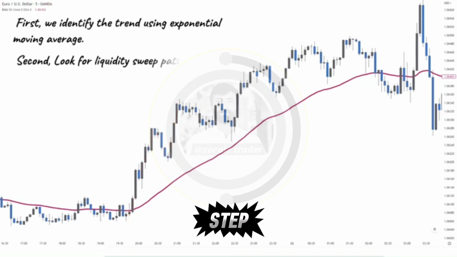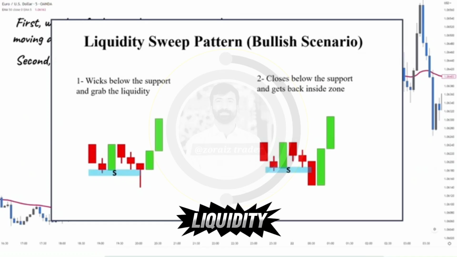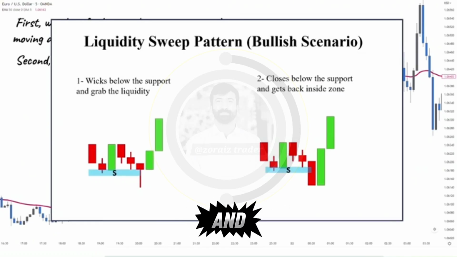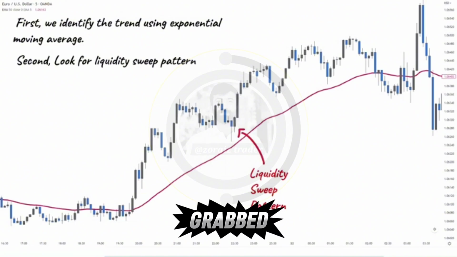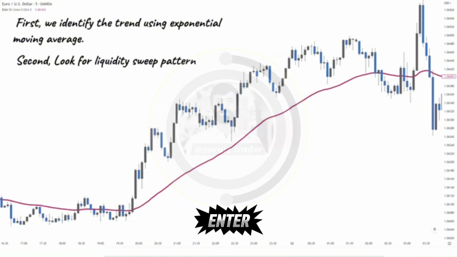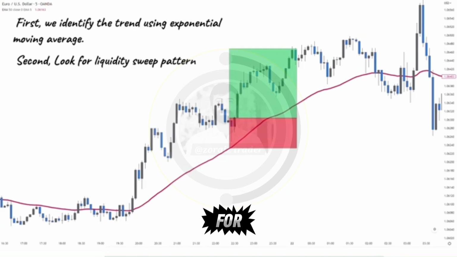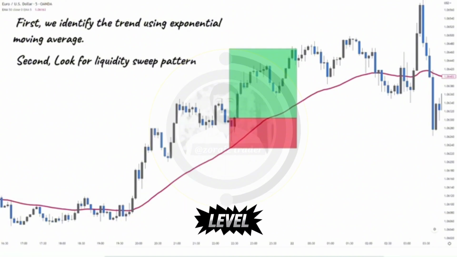In the second step, we look for a liquidity sweep pattern. It means that we wait for the price to make a support, and either wick below the support and grab the liquidity, or close below the support and get back above. Here, see how the market made support and grabbed the liquidity with this long wick candlestick. So you can either enter right after this candle, or wait for a confirmation candle, closing higher than the previous candle. Our stop will be below the long wick candlestick and we will target the next level of structure.